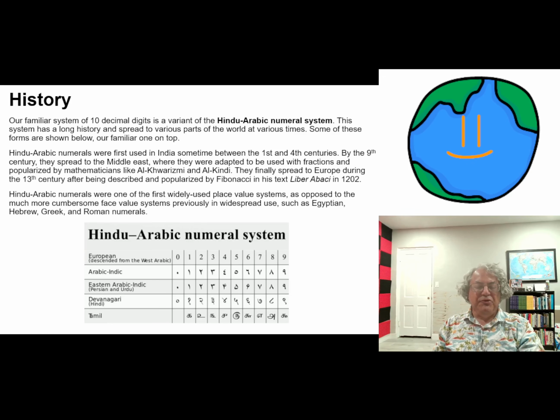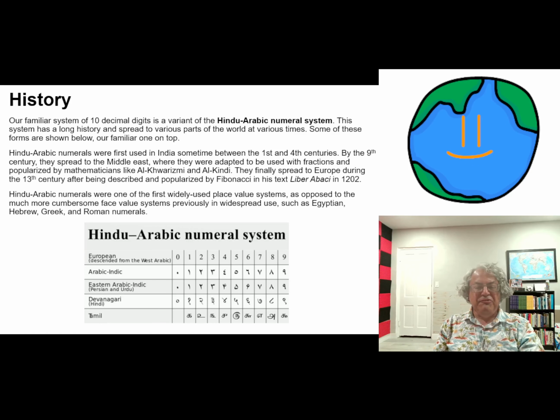Indo-Arabic numerals were actually not the first place value systems to be used. I think the first were Babylonian numerals around 2000 BC. And the Babylonians were pretty great mathematicians. I think they were among the greatest of the ancient mathematicians. And I think a big reason for that was they also used a place value system. As a matter of fact, they used a base 60 system, sexagesimal. And I think it would have been a really good system, except that they didn't have a symbol for zero.